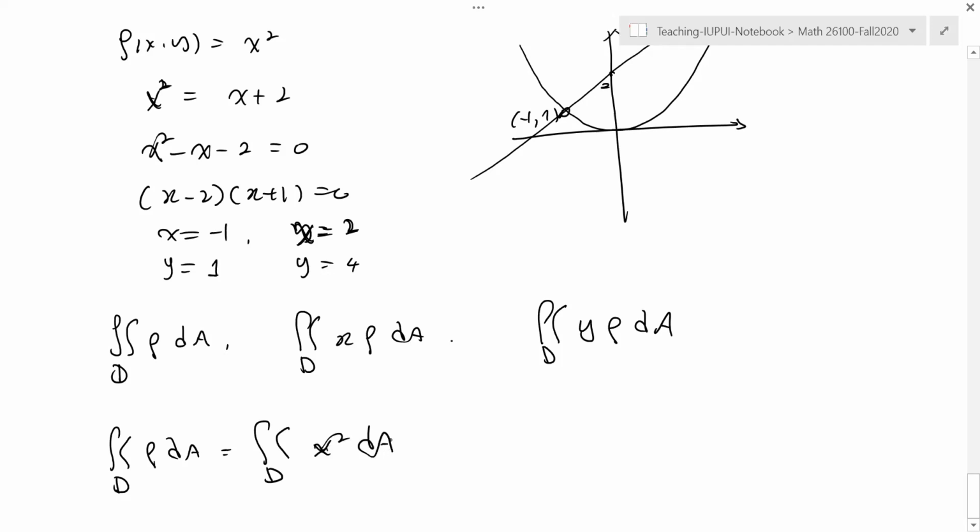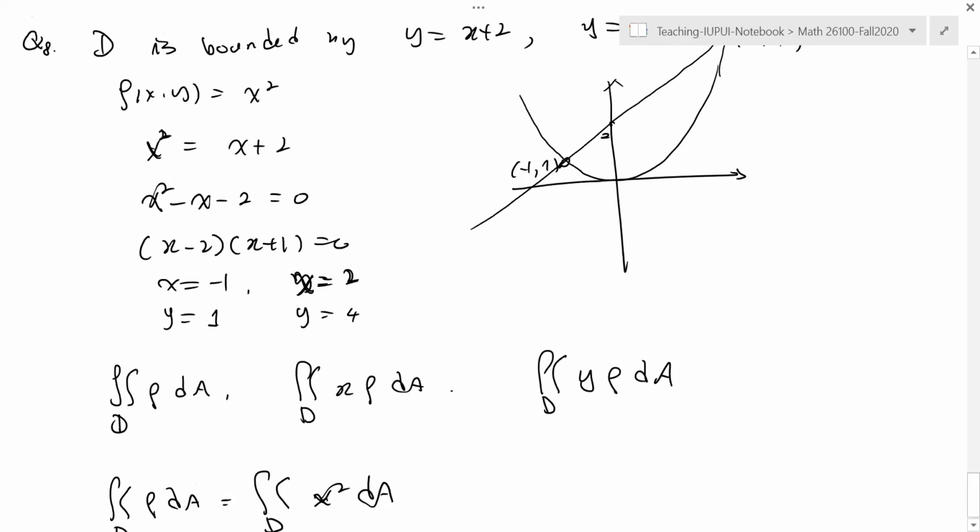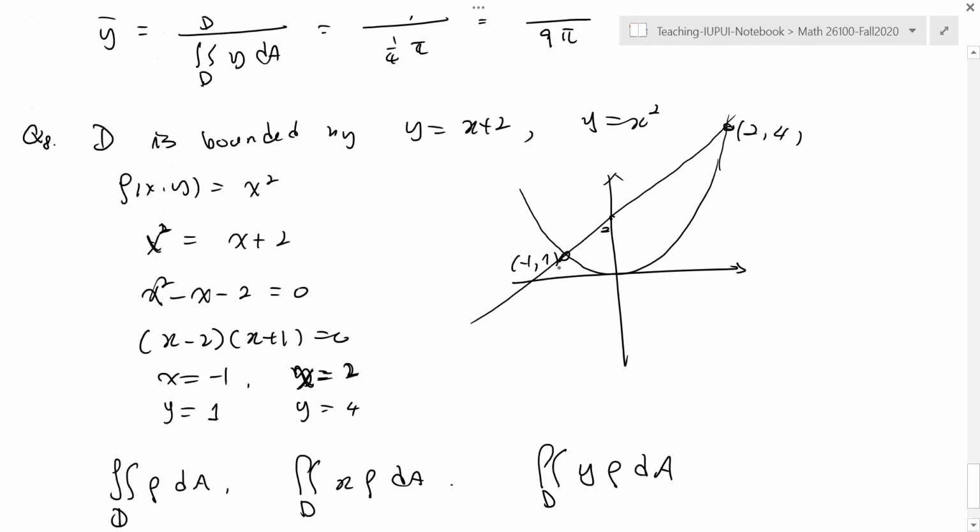Now, please write down 2 iterative integrals. No, only one, because otherwise it's more complicated. Why? You have to use a vertical line to evaluate the iterative integral. So it's easy, just take the difference of 2 functions, right? For each x.